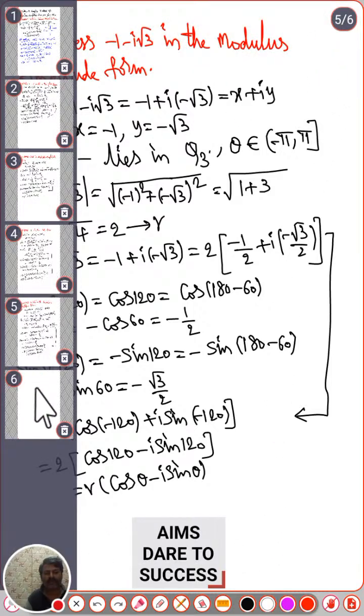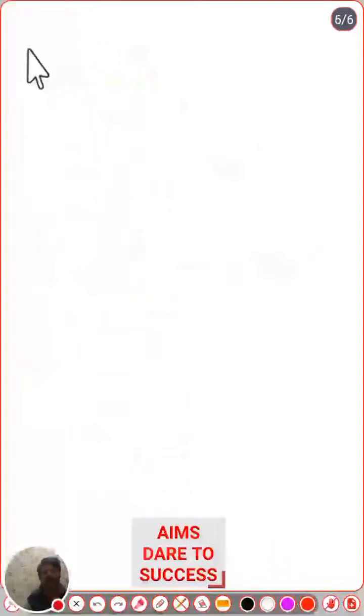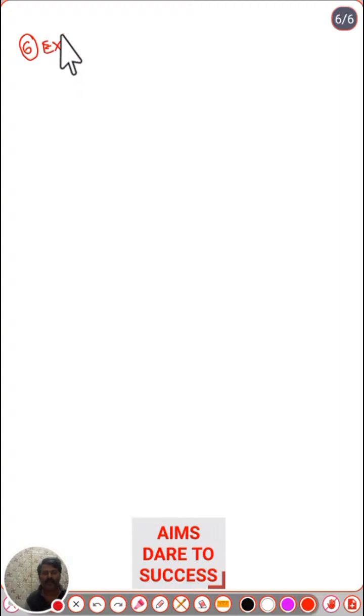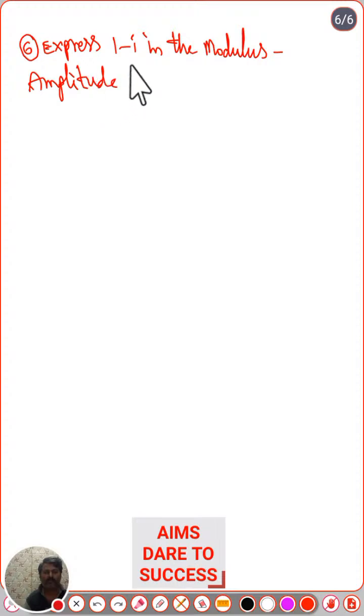Now I am taking the next problem, related to polar form or modulus amplitude form. Express 1 minus i in the modulus amplitude form or polar form. 1 minus i is the given value. Okay, 1 minus i can be written as 1 plus i into minus 1.